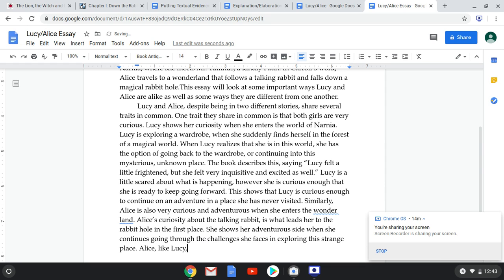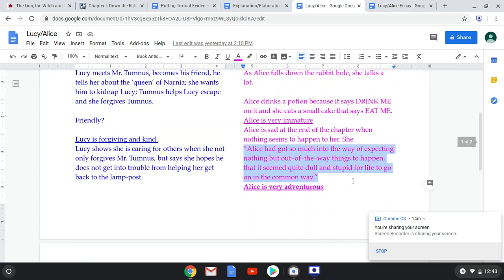Alice, like Lucy, shows her adventurous side. I don't like that. Alice, like Lucy, shows she is enthusiastic for adventure. I don't like this. Let's see. Let's look at our quote that we have. Let's look at our evidence.